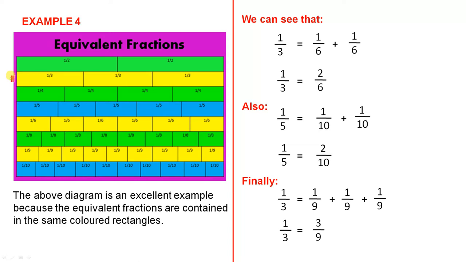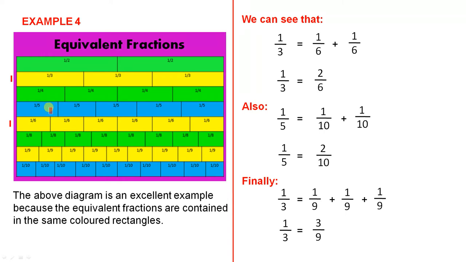Okay, so that one, we marry it up with those two there. So that gives us 1/3 equals 1 over 6 plus 1 over 6. So 1/3 equals 2 over 6. So those two there are equivalent fractions. Let's look at 1/5. Where's that? That's that little blue one here. See? Just that little blue one there.